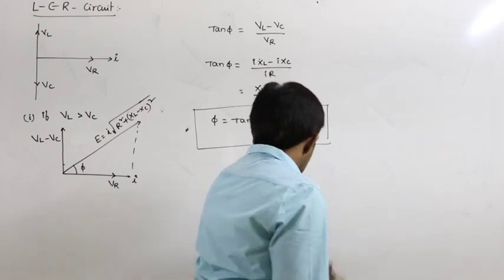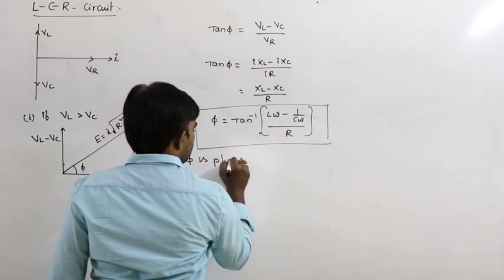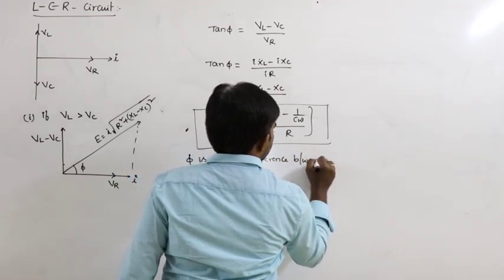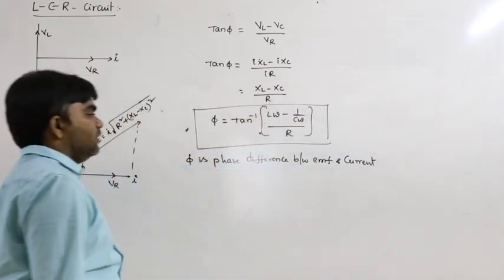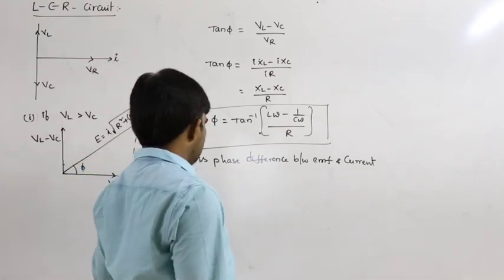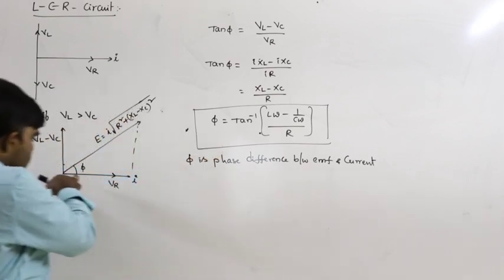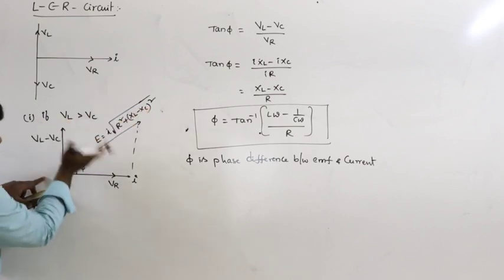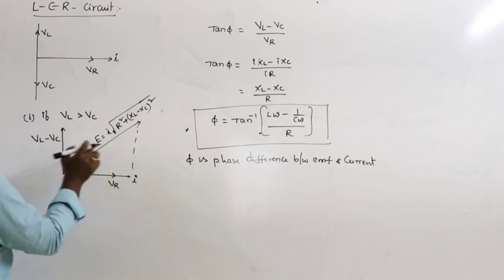Now here phi is the phase difference between EMF and current. So now which one leads here? So this is the direction of the current, but this is the direction of the EMF. Then definitely it is in the positive direction. So here the angle must be measured in the anti-clockwise direction. So that's why this is positive.